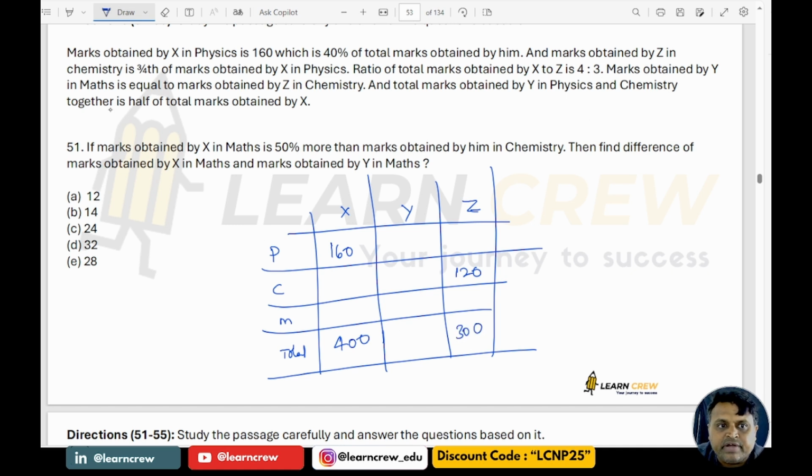Marks obtained by Y in maths is equal to marks obtained by Z in chemistry. So it is 120. Marks obtained by Y in maths is how much? 120.